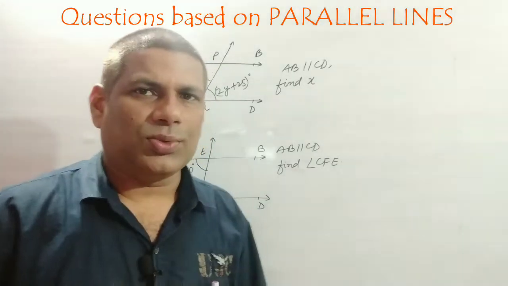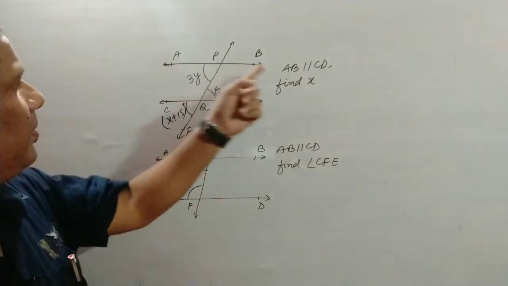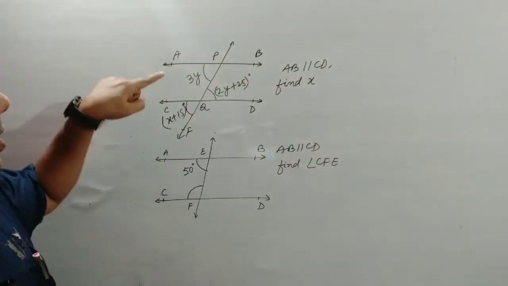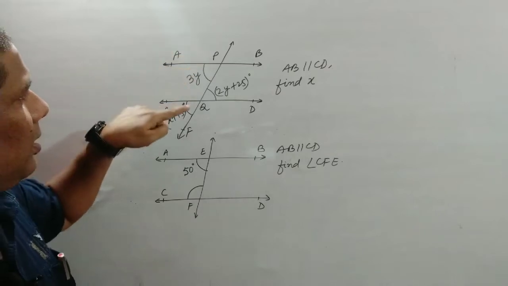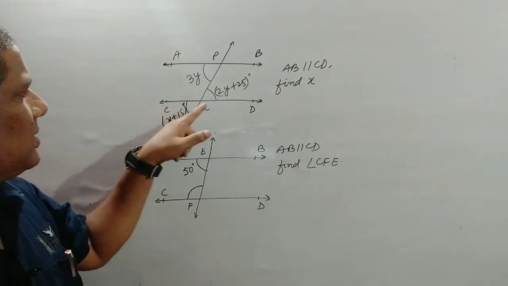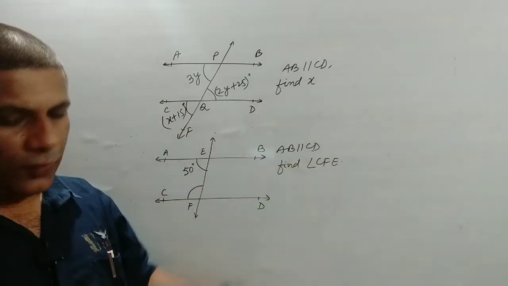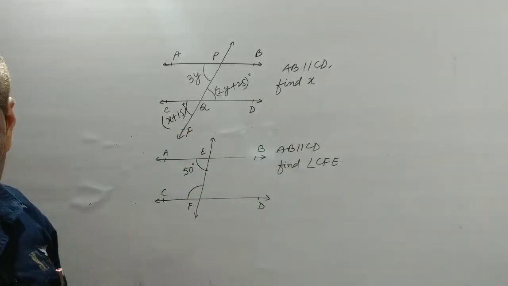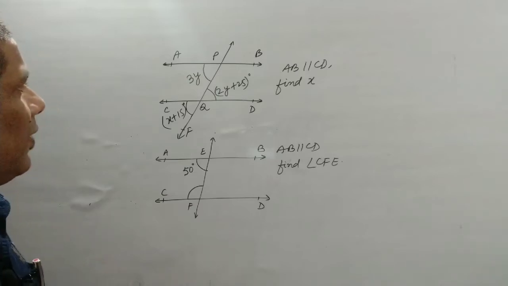Let us see some questions in which we have to find angles. Here AB parallel to CD and angle APQ equals 3y and angle PQD equals 2y plus 25 and angle CQF equals x plus 15. We have to find x here. So let us see how we will find.